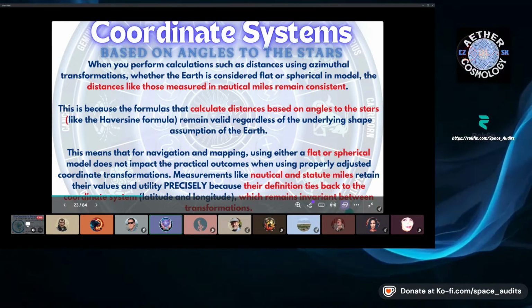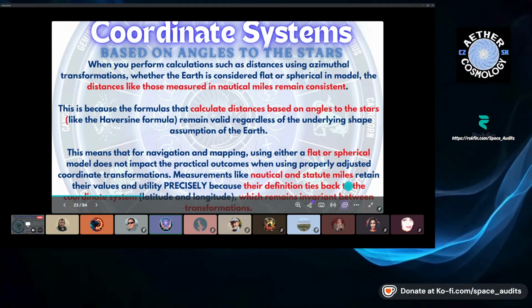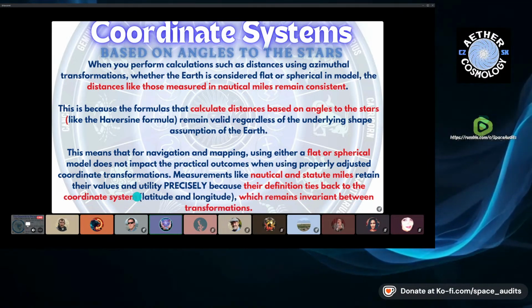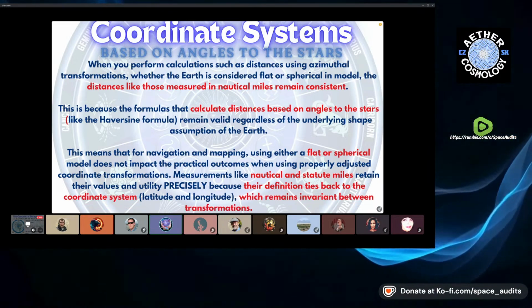So this is a very important slide. It's kind of the crux of the whole argument. Nautical miles remain consistent no matter what. So, any questions so far?